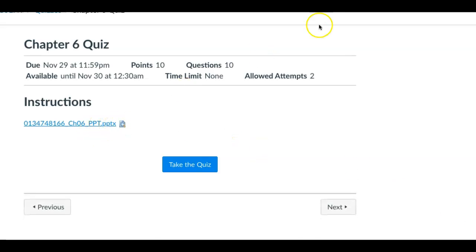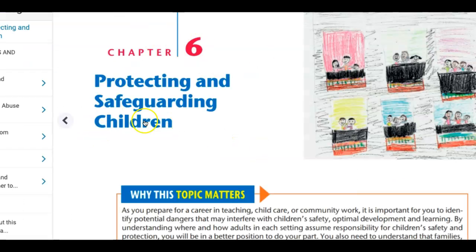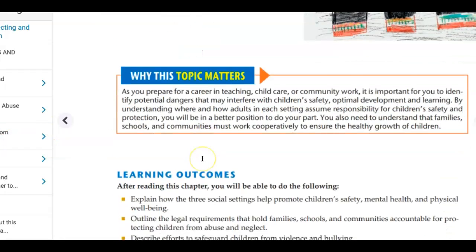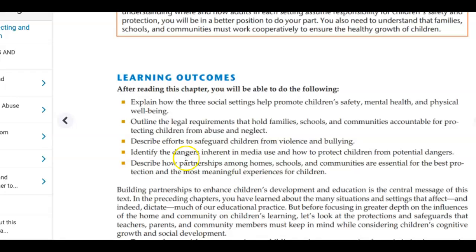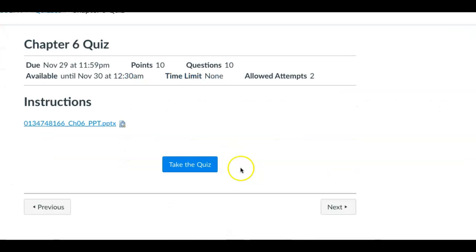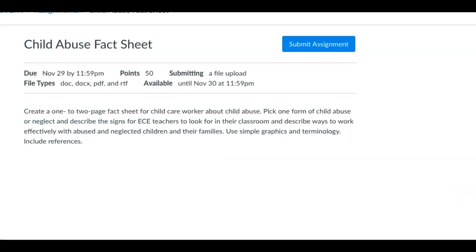Here is your chapter 6. And so when we're looking at the textbook, it's protecting and safeguarding our children. And this can also include bullying as well. And so there are the learning outcomes for chapter 6. 10 questions, 2 attempts. Next, you're going to be making a child abuse fact sheet. And it's going to be 1 to 2 pages.